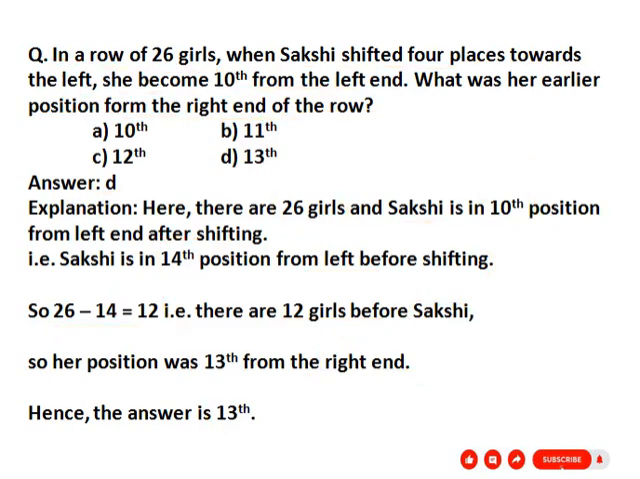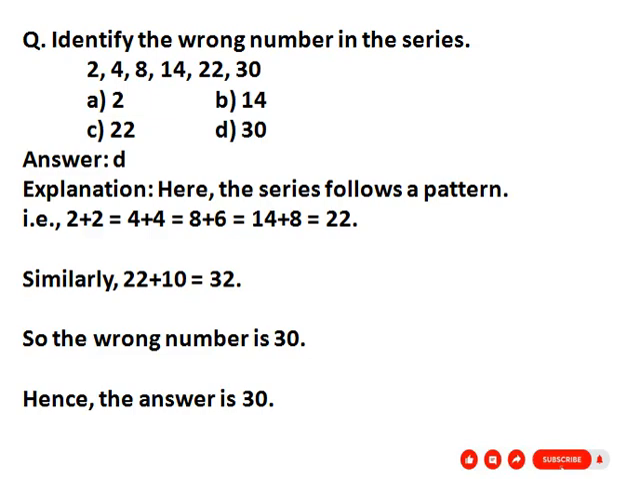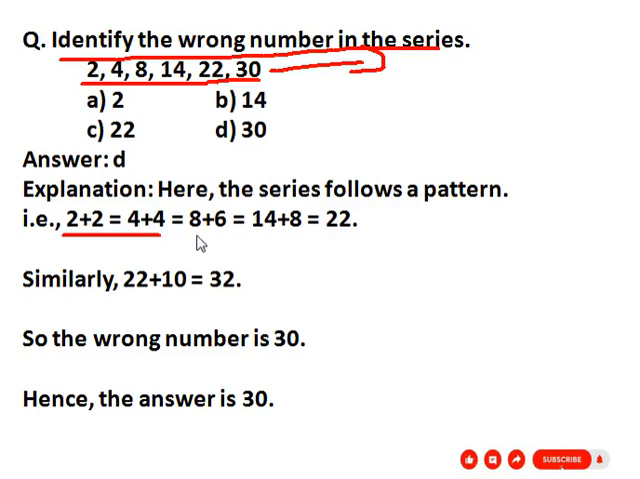Our next question is identify the wrong number in the series 2, 4, 8, 14, 22, 30. So in this series which pattern follows? See here first two numbers 2 plus 2, then 4 plus 4, then 8 plus 6, then 14 plus 8, 22.